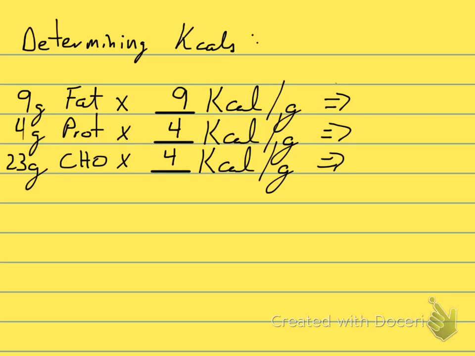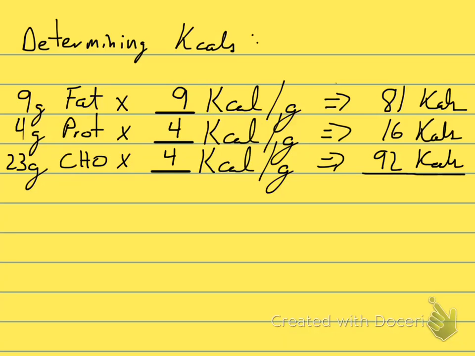So if I take 9 grams of fat that I have in the package and I multiply that by 9 calories per gram, that gives me 81 calories from fat. Doing the protein, 4 grams of protein by 4 calories per gram gives me 16 calories. And then 23 grams of carbohydrate by 4 calories per gram gives me 92 calories. And if I add all these together, I get a grand total of 189 calories.